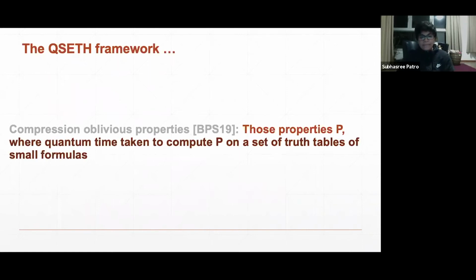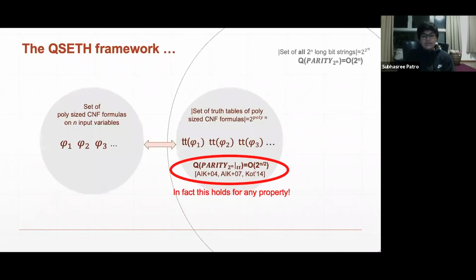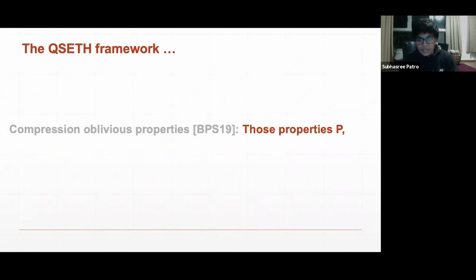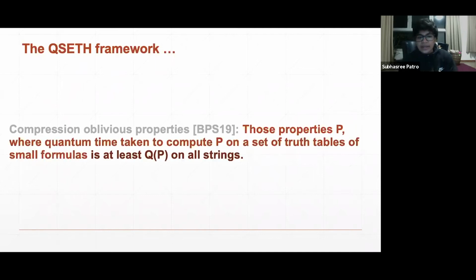So that motivated us to define something called compression oblivious properties. So what we said is, we say a property P is compression oblivious if the quantum time taken to compute this property on the set of truth tables of small formulas, which is like the time taken to compute this property P on this small size, but mind you, we're talking about the time taken, not the query complexity, on the small formulas is lower bounded by the query complexity on all strings.